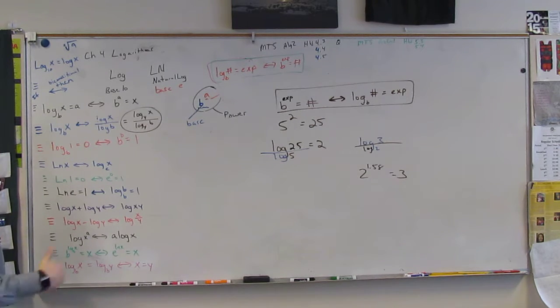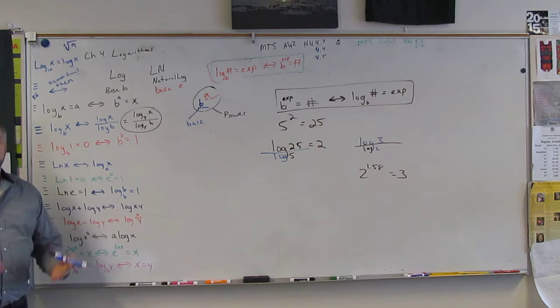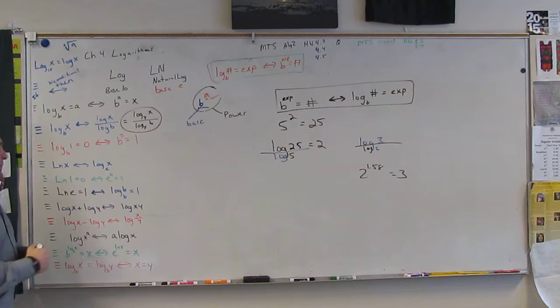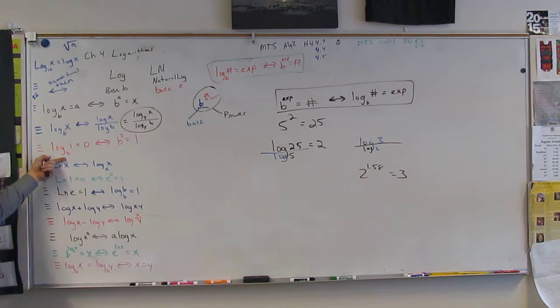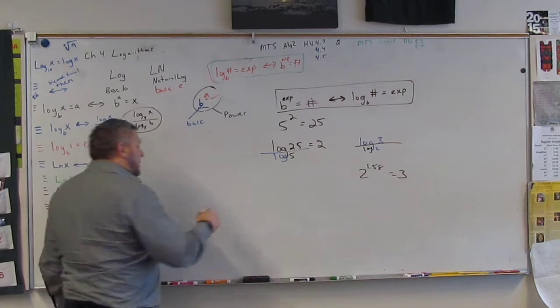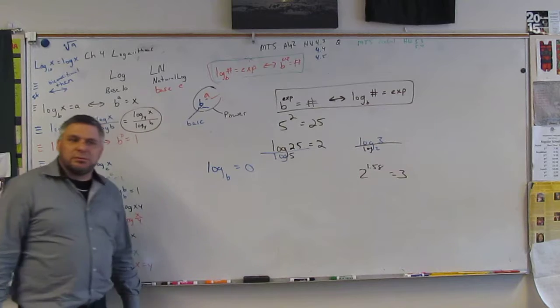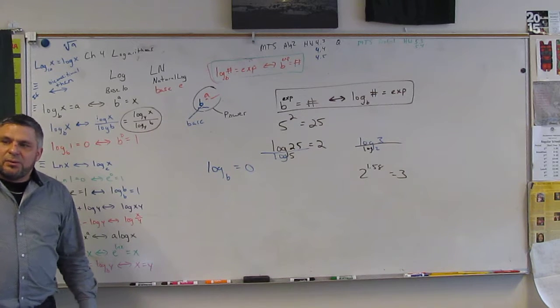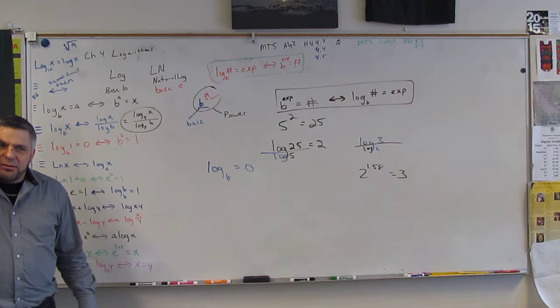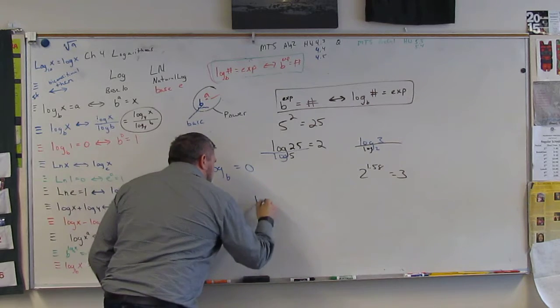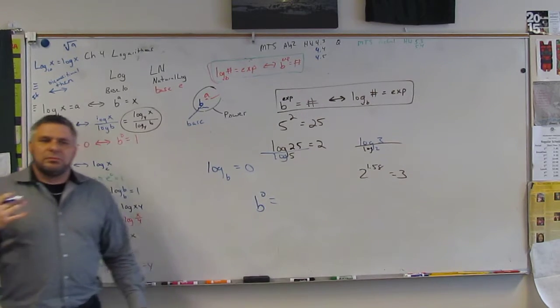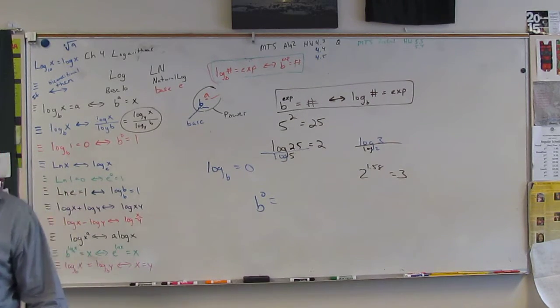Okay? The next thing. Let's talk about that base 10 for a minute. When you have any number, right? Log base b is equal to 0. Okay? We got to think about that. Okay? B to the 0 is equal to what? Any number raised to the 0 is equal to what?